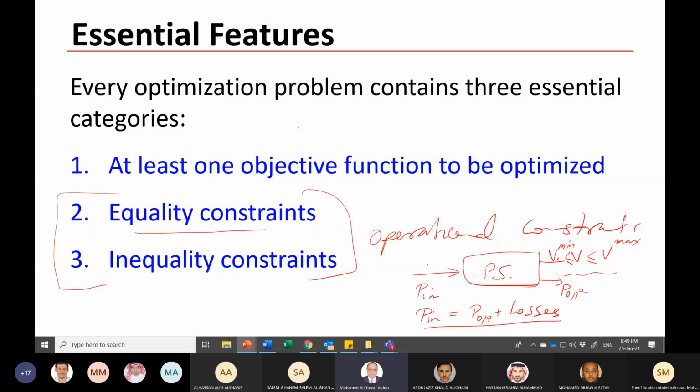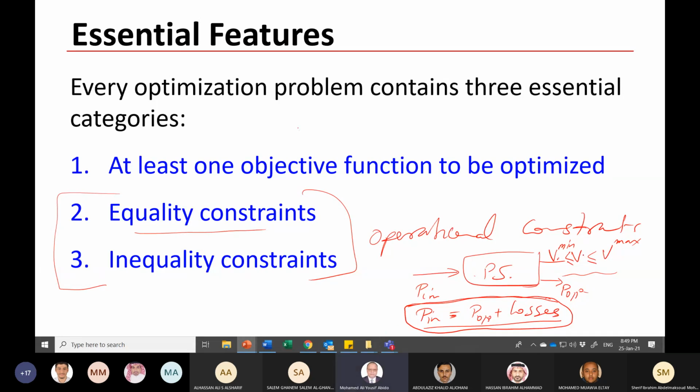When I say, for example, in one system, the input power equals the output plus losses, this must be satisfied, right? This constraint must be satisfied. Am I right or not? Input equals the output plus losses. Yes, this must be satisfied. This is an equality constraint.